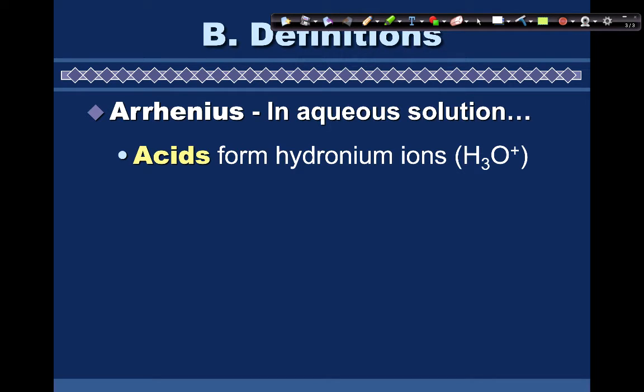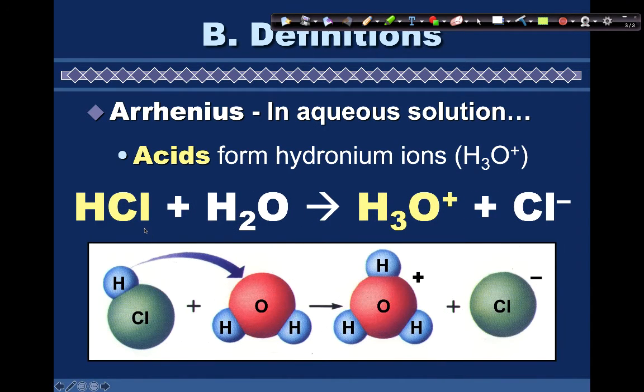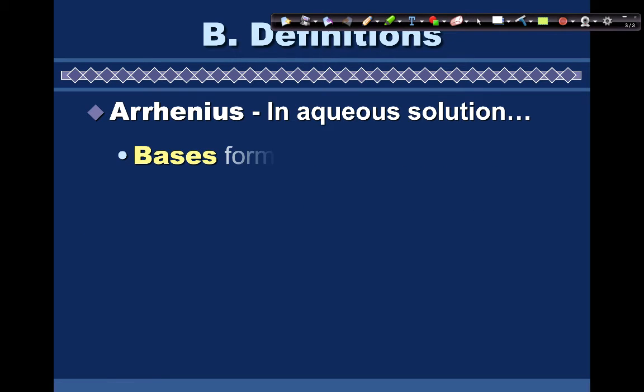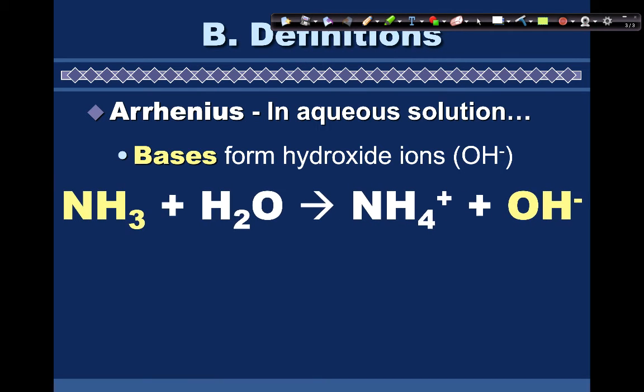Arrhenius acids form hydronium ions in a solution. When you add it to water, you're going to make hydronium. Under the Arrhenius definition, if you put something into water and create hydronium, that would be considered an acid. An Arrhenius base is something that will form a hydroxide ion. If I take ammonia and put it into water, I'm going to create hydroxide.